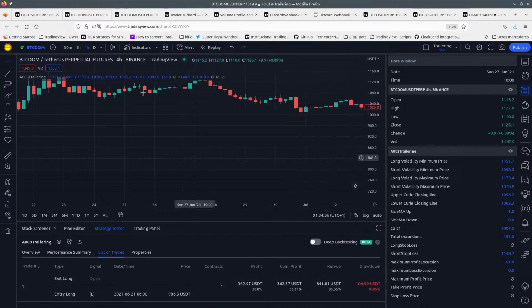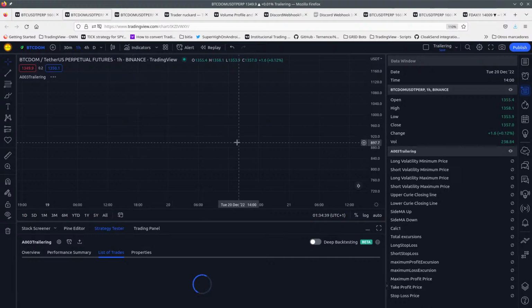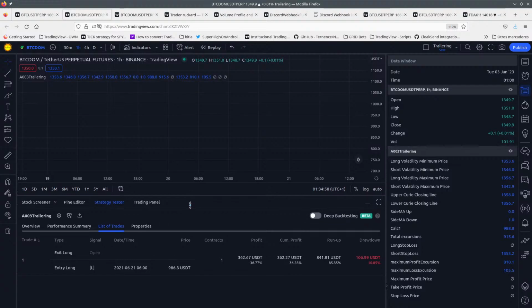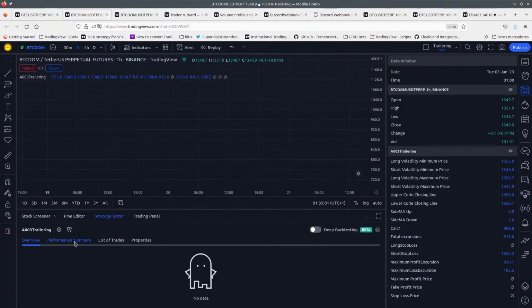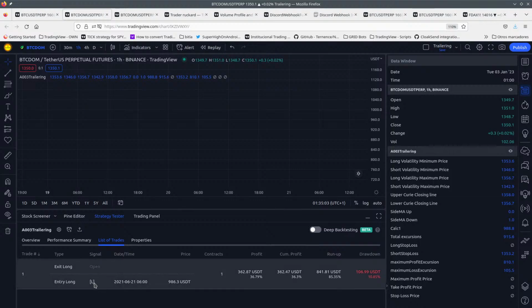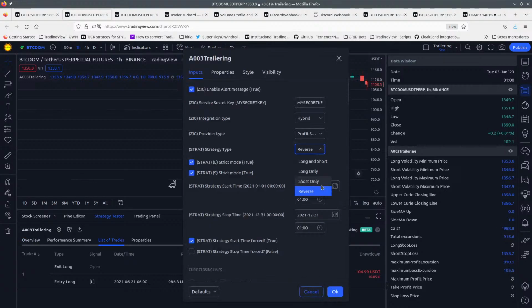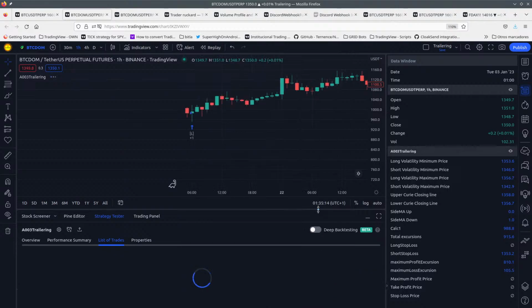Okay, let's reset everything and go to 1 hour, which is the one that I'm used to. See what happens. But that's not obvious that this is wrong. That's not obvious. Okay, once again we have this stupid only one trade which is never fixed. Okay, what about short only?